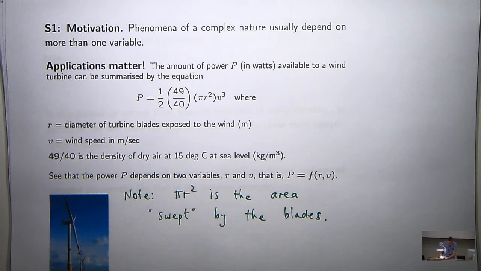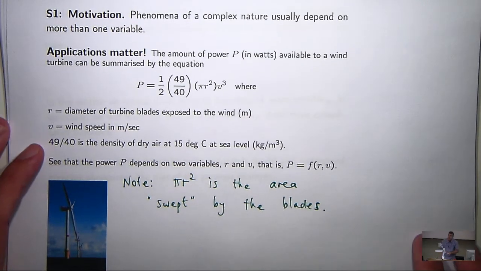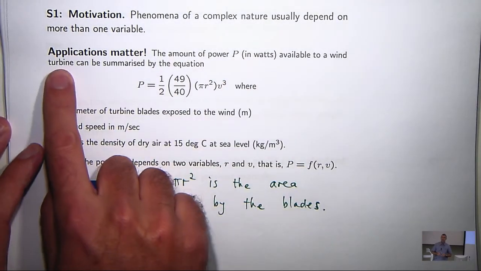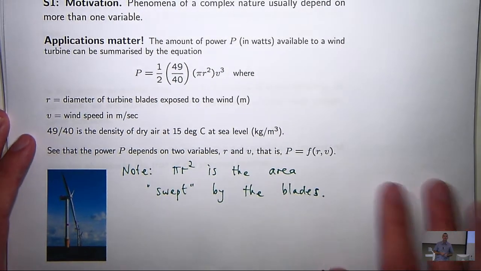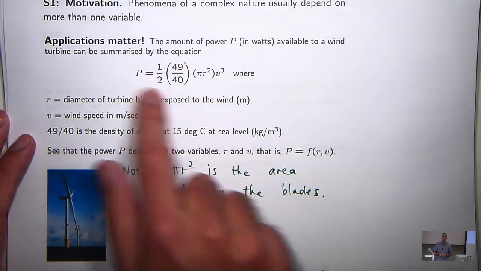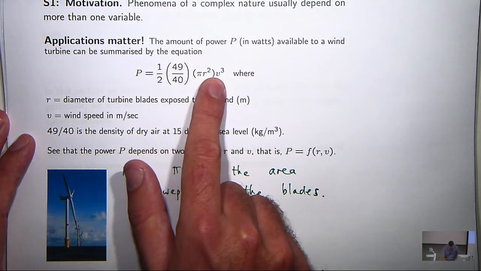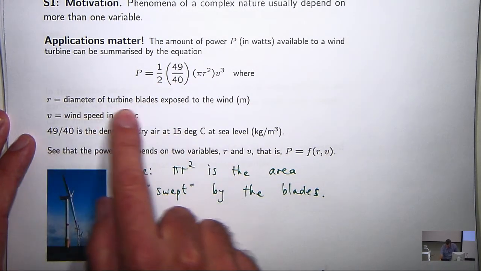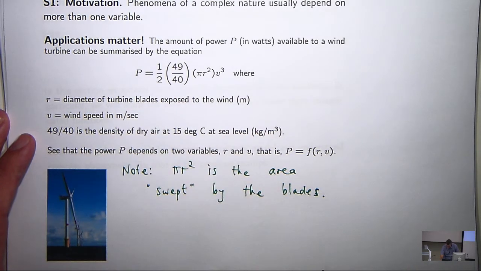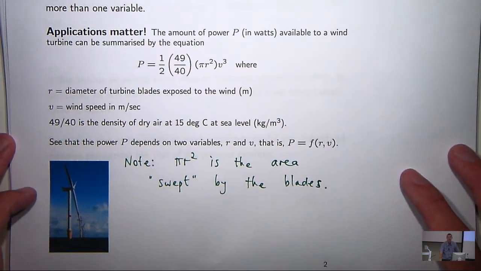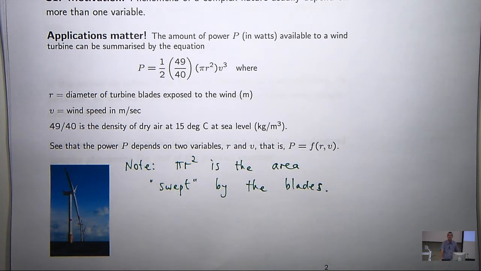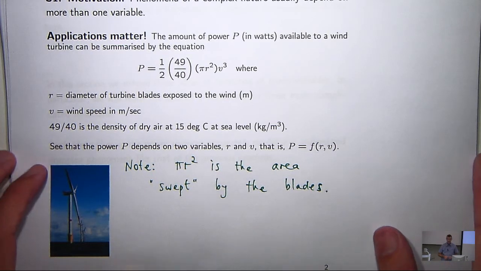You know, wind power is very trendy at the moment. So the amount of power, P in watts, available to a wind turbine can be summarised by the following equation. So you've got a few constants in there, and you've got two variables, R, the diameter of the turbine blades, and V, the wind speed. So you can see from that relationship that the power depends on two things: the radius of the blades of the turbine and the velocity or the wind speed of air flowing through the blades. Okay, that's a real simple one.